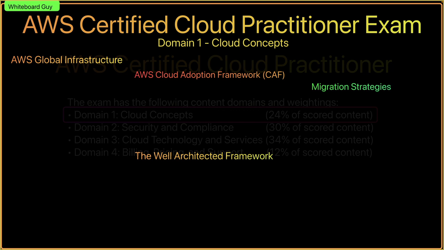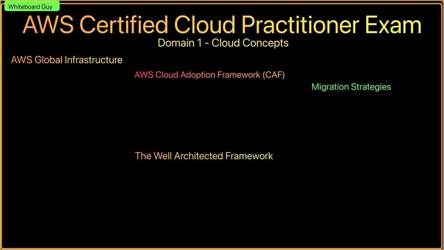So I want to start off with just looking at 4 areas: the global infrastructure, cloud adoption framework, migration strategies, and the all-important well-architected framework. Now, I'll give you some tips as we go along.